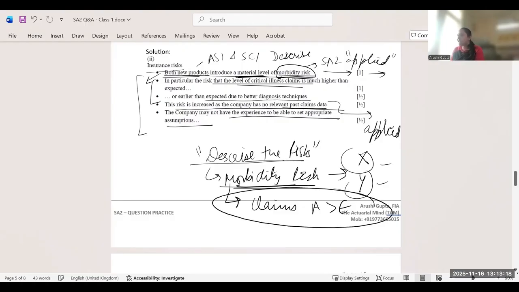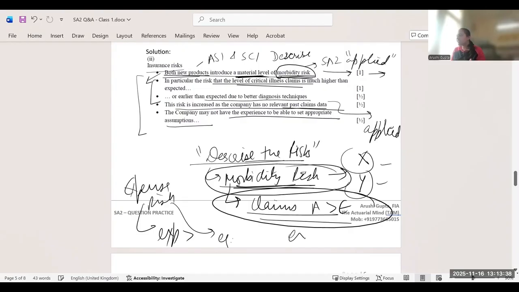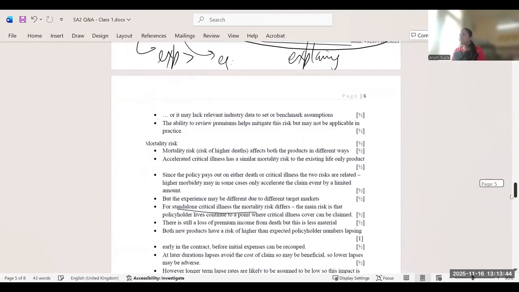Correct. Now in the expense risk, I can't write claims are higher, right? I will have to write expenses are higher. Or I will give examples of what kind of costs can be higher, like product development costs or claim settlement costs. So if I don't explain further, then it's a list thing. You're just listing the name of the risk. You're not explaining it. That's what I'm trying to tell you. Understood. Okay.